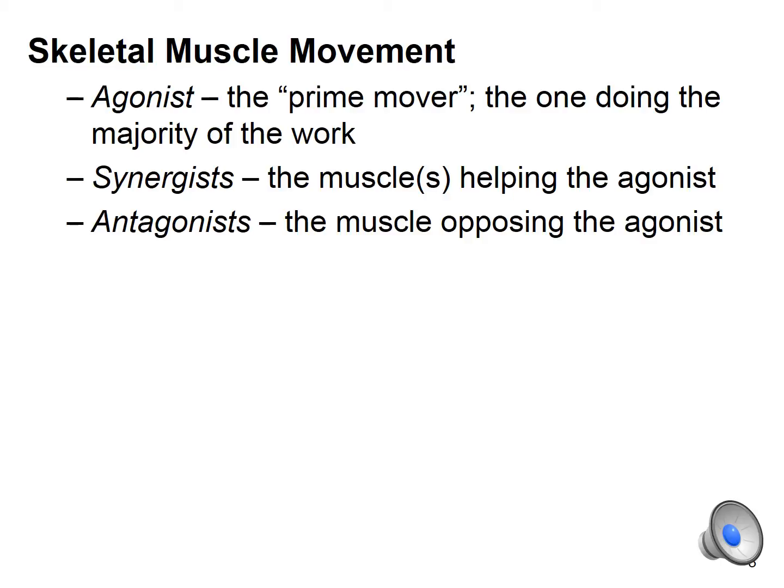The antagonist serves several functions, but it can sometimes help prevent the agonist from getting carried away. In other words, when you're doing biceps curls, the triceps is actually maintaining a certain level of tone, so your biceps doesn't get so excited that it injures itself. The triceps is sort of helping it to pace itself in a way. So that's one function of the antagonist.